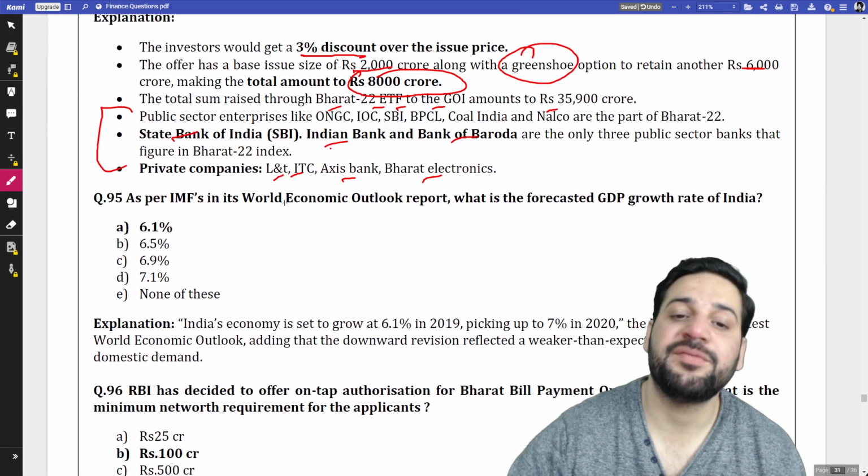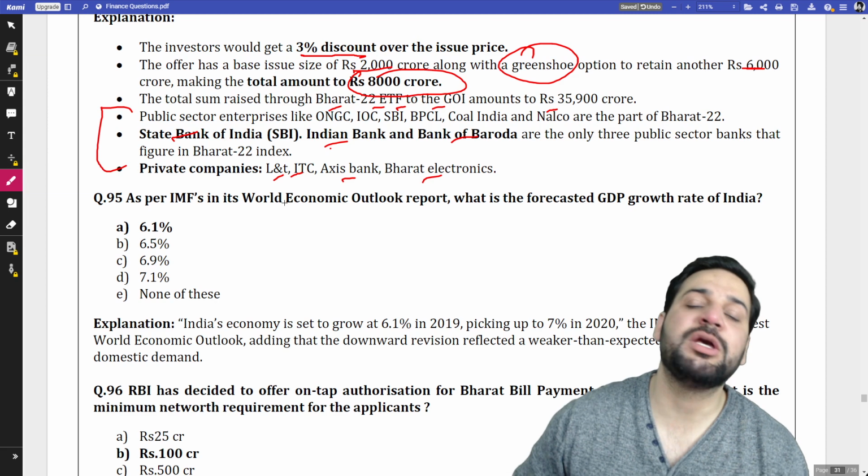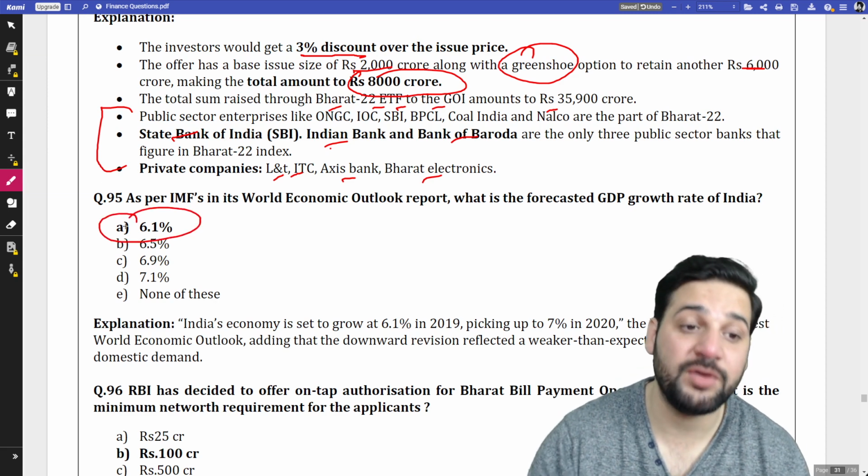So as per the IMF, the forecasted GDP growth rate of India is 6.1%.